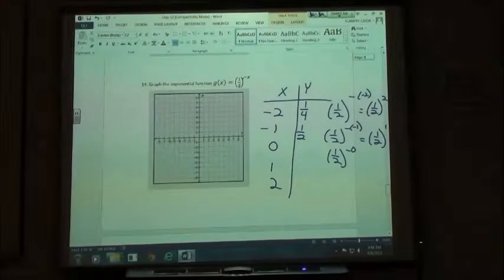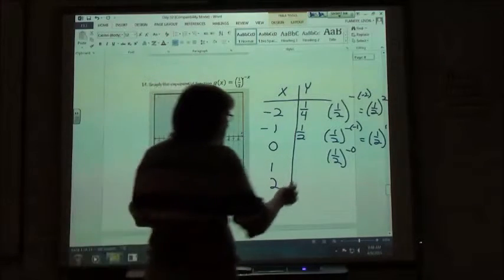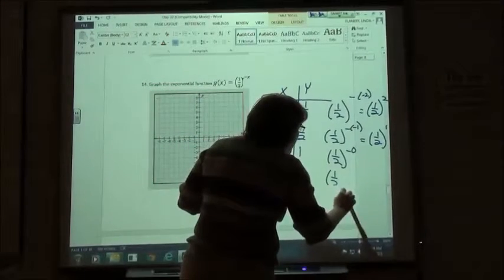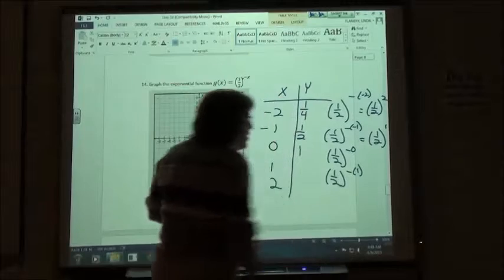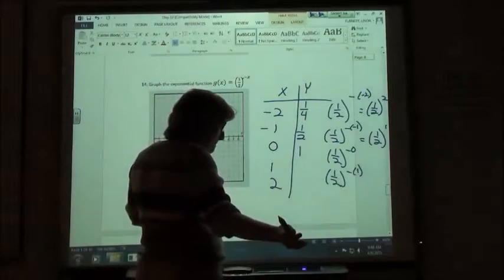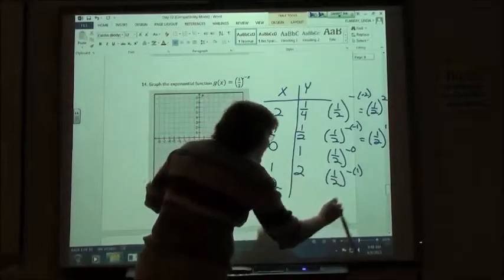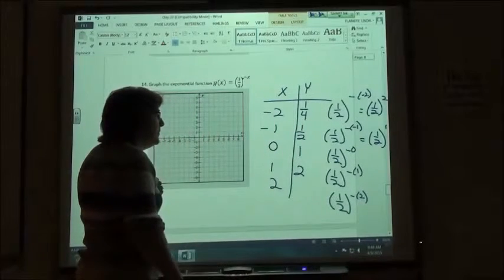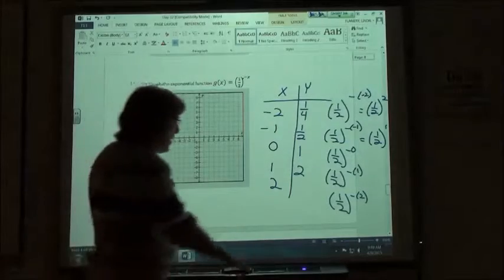Minus 0. 1. Yep, anything to the 0 power is 1, whether it's a positive or a negative 0, because there's really not such a thing as a negative 0 power, but it should be equal to 1. So now we're going to have 1/2 to the minus 1 power. That's going to be 2, exactly. And 1/2 to the minus 2 power is going to be 4.